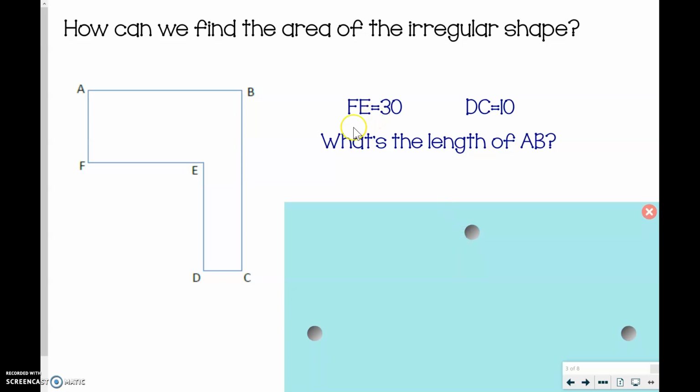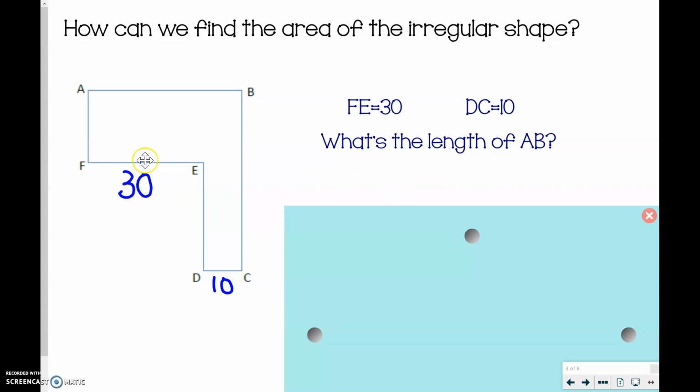We've got FE, right here, and FE is 30. So I'm going to label that 30 for FE. And then DC, right down here, is 10. So I'm going to label that. Again, sketch it out on your paper and do it with me so that you can practice this and it'll help you when you go to do your practice. But we also need to know a few other measurements.